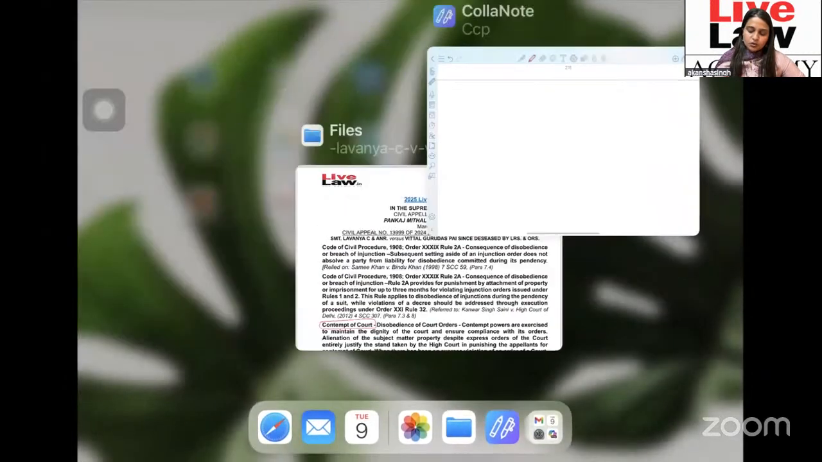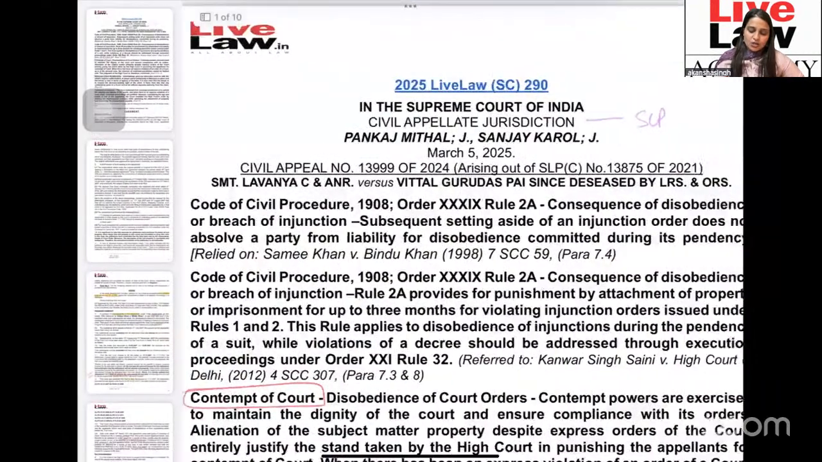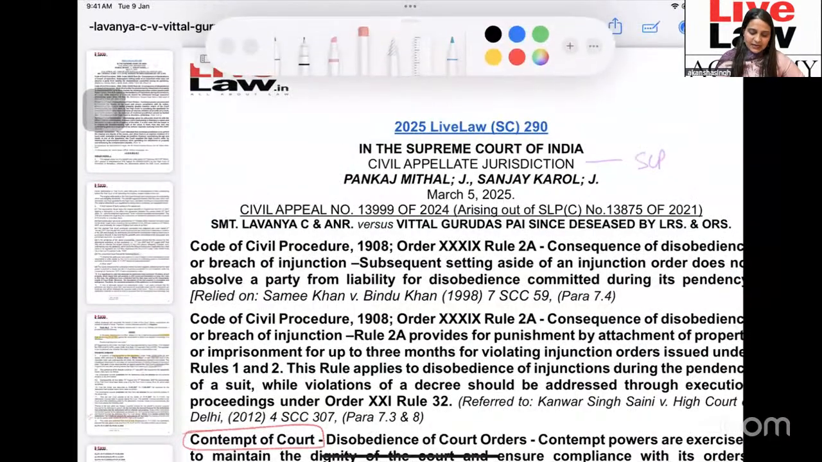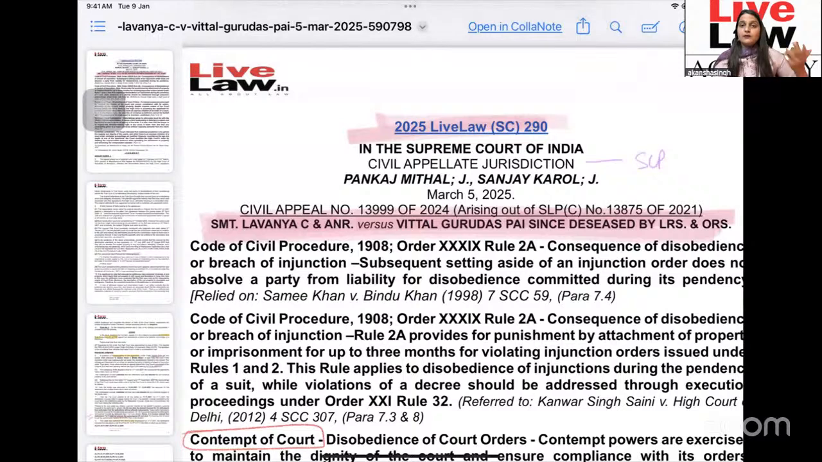If you want me to show you the name of the case first, so this is the name of the case right here. I'll just highlight it in pink for you. Yeah, you can see the name of the case. Okay, you have the citation also. We provide you, LiveLaw also provides you citation, so that is also available here, right? Okay. So what have been the facts of this case?